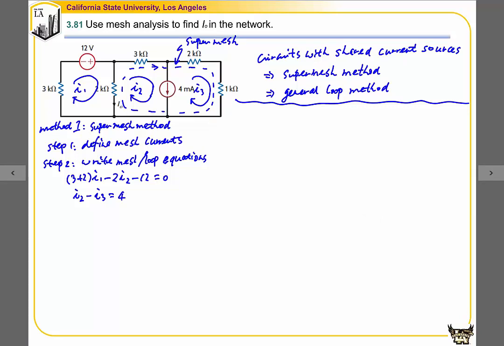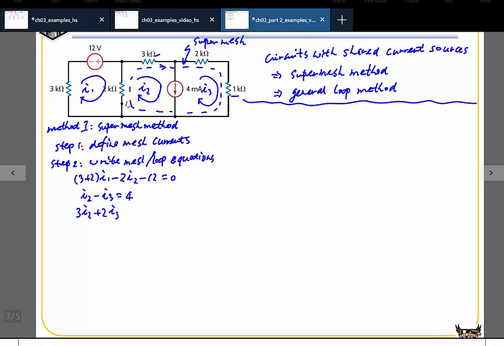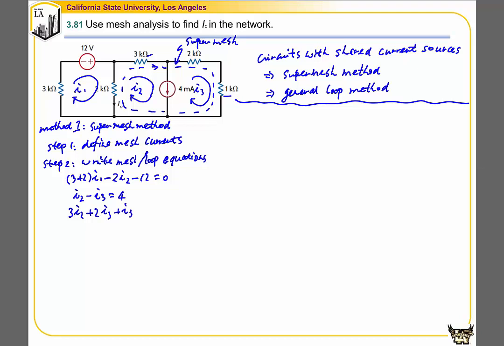The voltage drop on this 3K resistor is 3 times I2. The voltage drop on this 2K resistor is 2 times I3. The voltage drop on this 1K resistor is 1 times I3. The voltage drop on this 2K resistor is 2K times I2 minus I1, that is equal to 0. This is how we obtain these three equations.